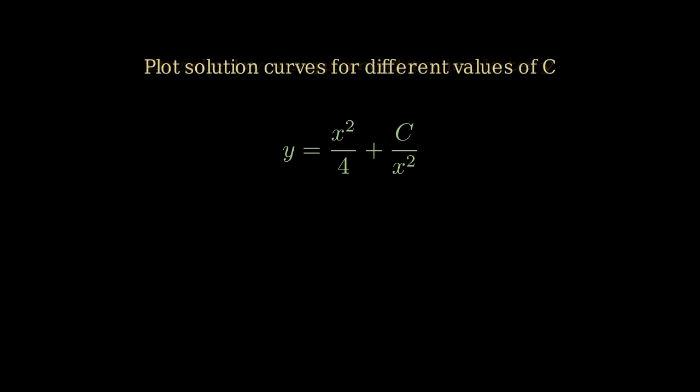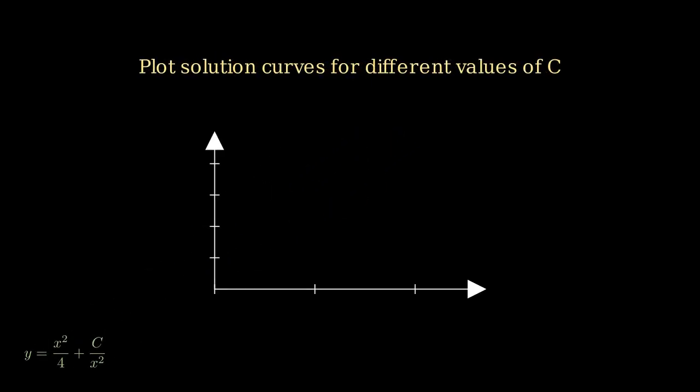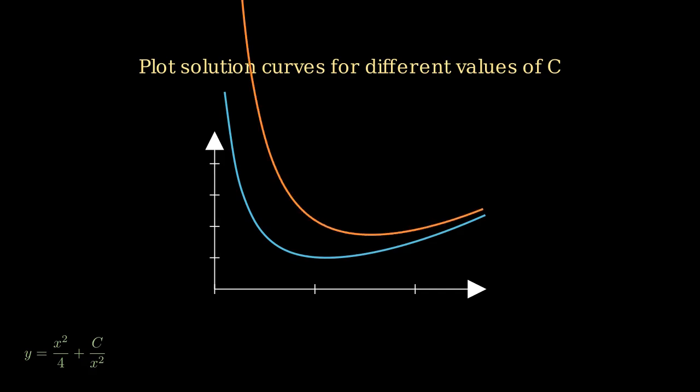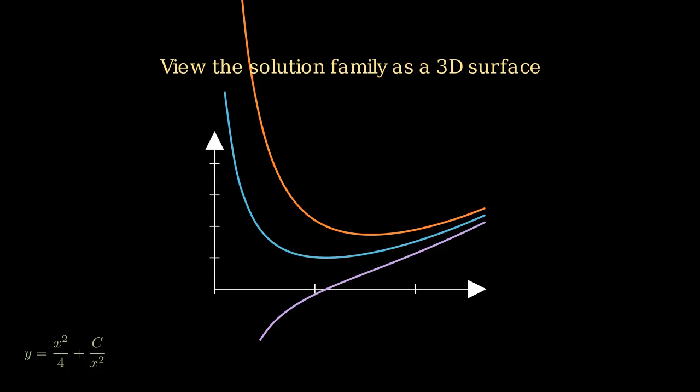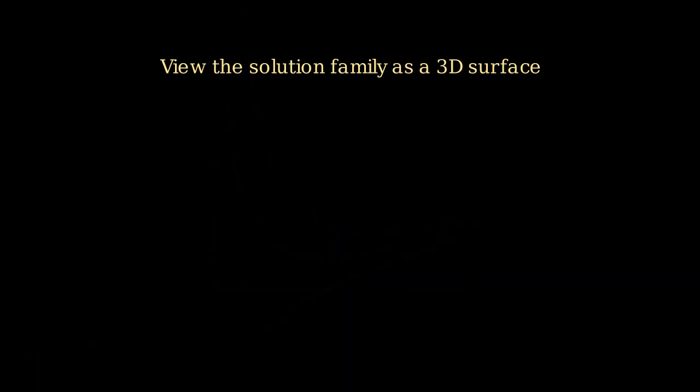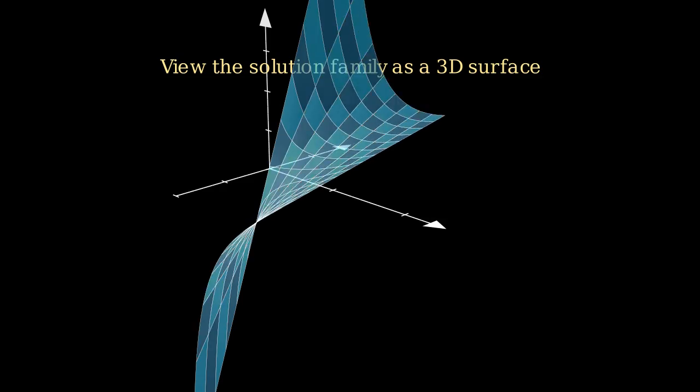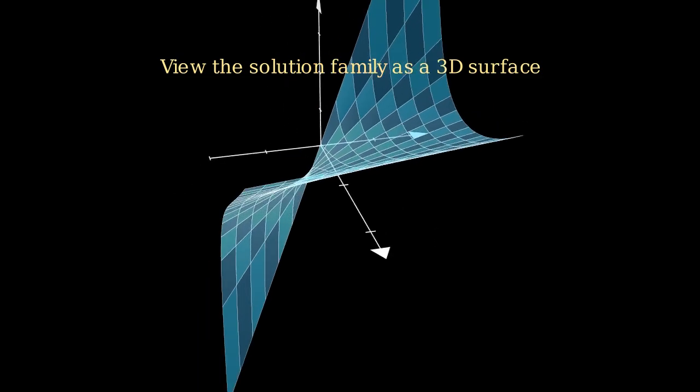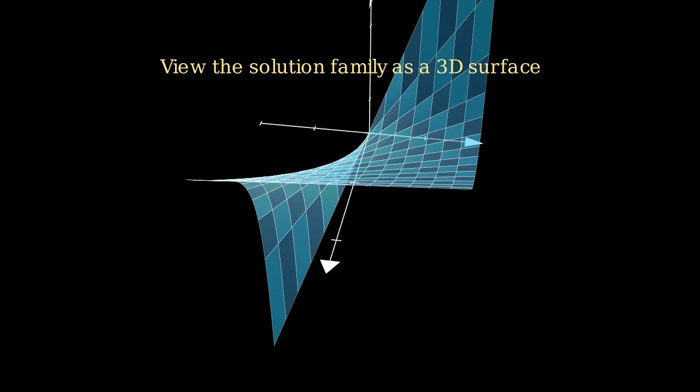If we plot this family of solutions for different values of c, we see a set of curves in the xy plane, each one shifted up or down depending on the constant c. We can also picture this as a three-dimensional surface by treating c as a third axis alongside x and y. As we slide along the c-axis, each slice of the surface gives one of the two-dimensional curves we just saw, showing how the whole family connects together.